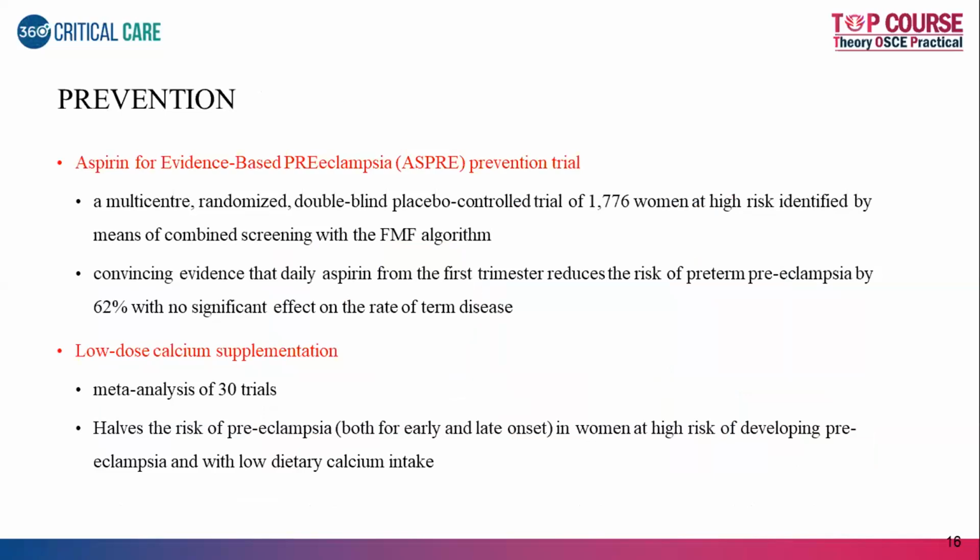It is the ASPRE trial, the aspirin for evidence-based preeclampsia prevention trial. This was a multicentric RCT, where the trial included around 1700 women at high risk identified by means of combined screening with the algorithm. There is one algorithm which is present, so they identified that. The convincing evidence is that daily aspirin from the first trimester reduces the risk of preterm preeclampsia by 62% with no significant effect on the rate of term disease.